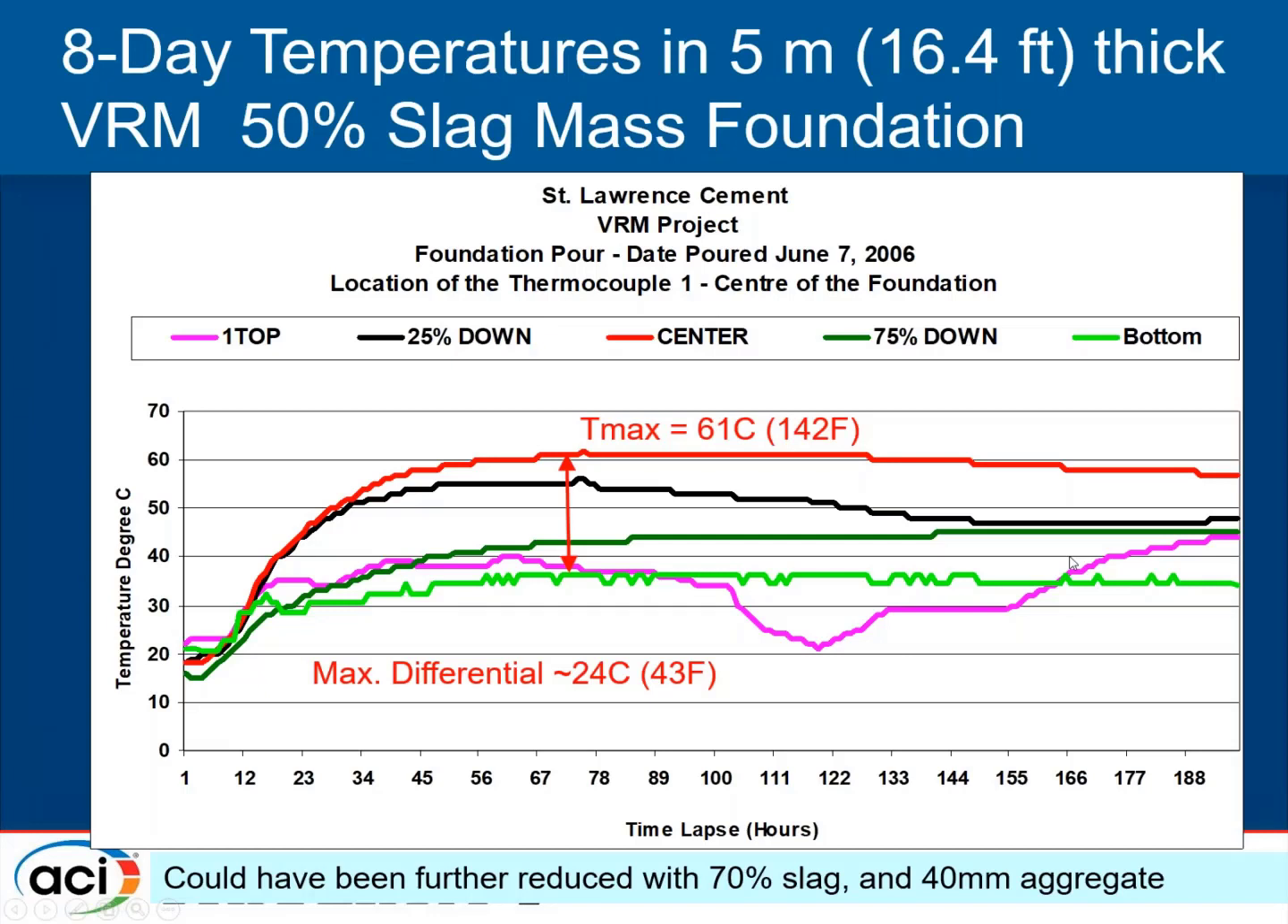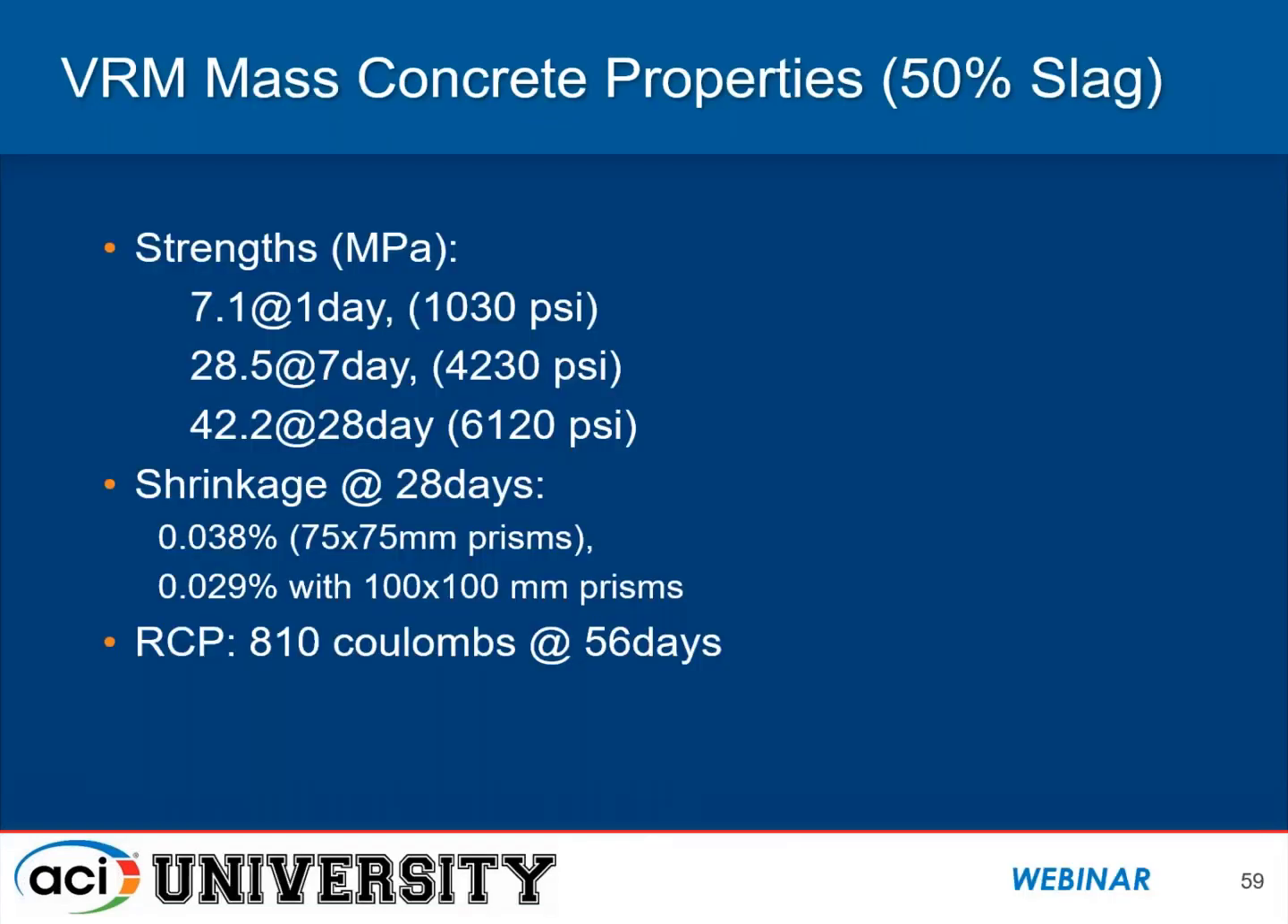So they did that with 50% slag. And these are the temperature curves. They measured the temperature in the foundations. This is at the center of the foundation. The maximum temperature got to 61 Celsius or 142 Fahrenheit, and the bottom of the foundation here and the top, with the top's the purple, the bottom is the green. The maximum differential here is about 43 Fahrenheit. And if they'd used higher slag or larger diameter coarse aggregate, they could have reduced that further, because they were trying to avoid thermal cracking in this big base.